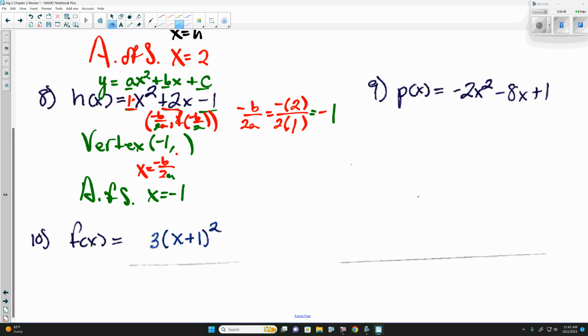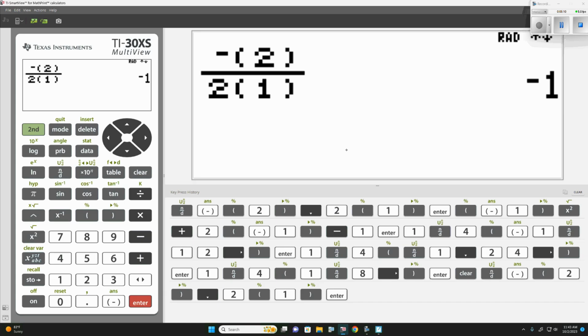Now we need to find the y value of the vertex, our f of negative b over 2a. And all that's saying is taking the value of negative b over 2a and plugging it back in, replacing every x in the function with negative 1. So we have negative 1 squared plus 2 times negative 1 minus 1. Now we can calculate this out by hand, or we can plug it into the calculator. And we would type it in exactly as we see it.